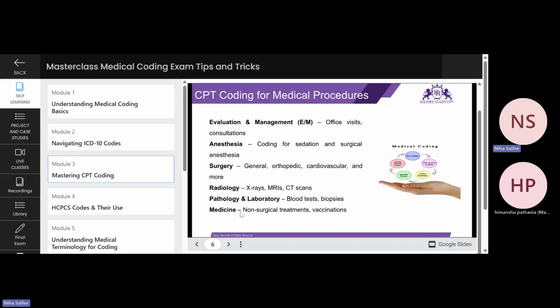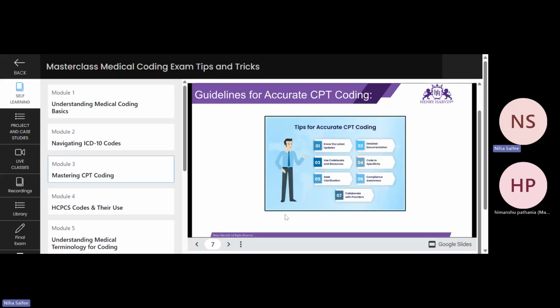Medicine is anything apart from surgery and evaluation and management. Any treatment you are giving is in medicine. Even your vaccinations come under medicine. All non-surgical treatments. So to accurately do your CPT coding, know your latest updates.